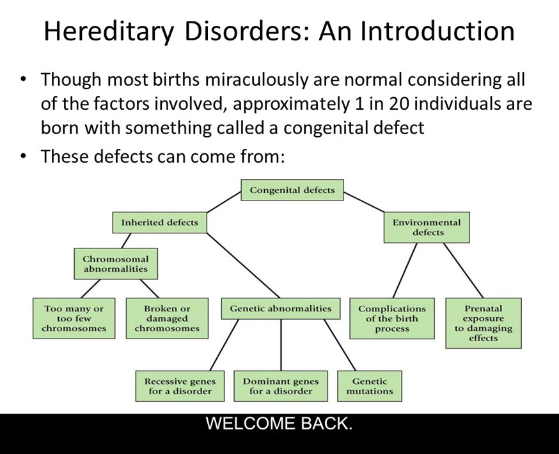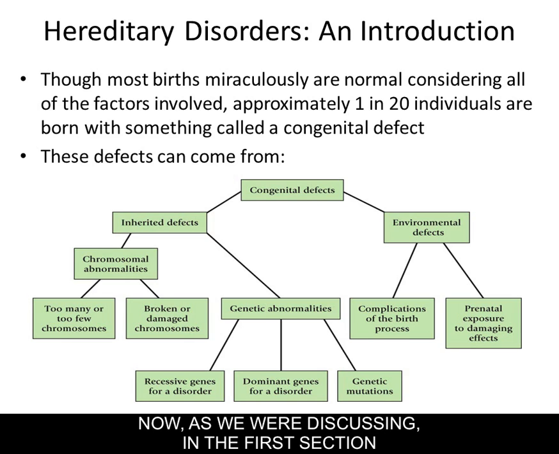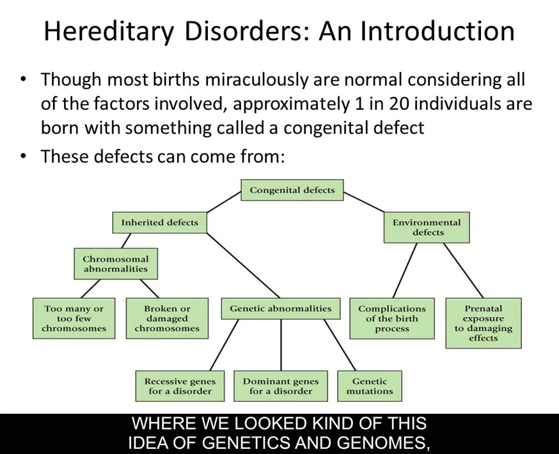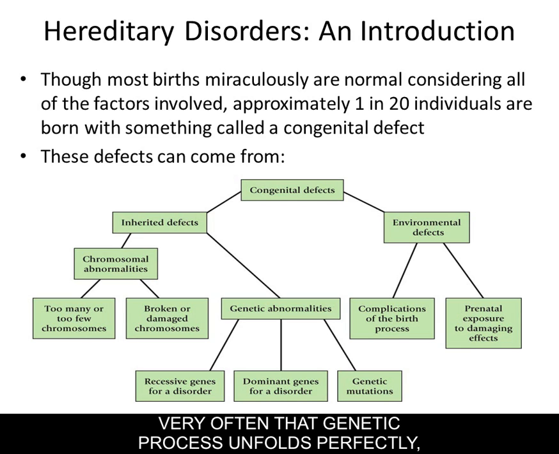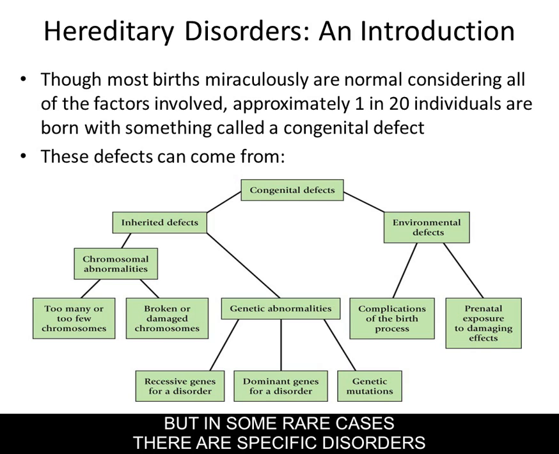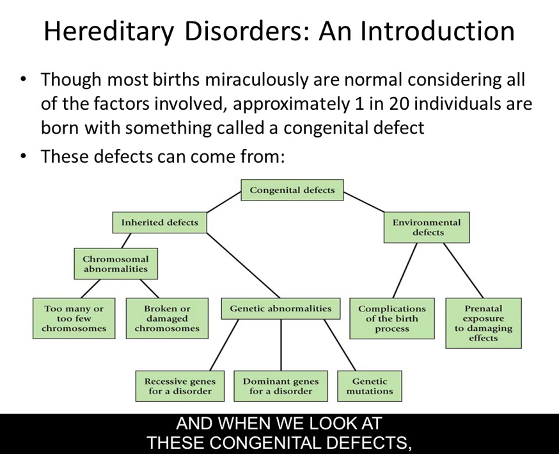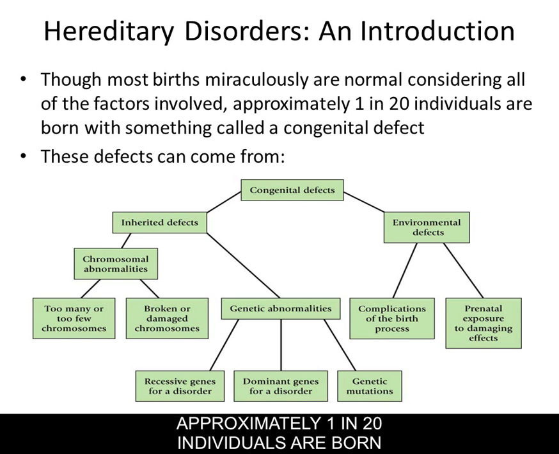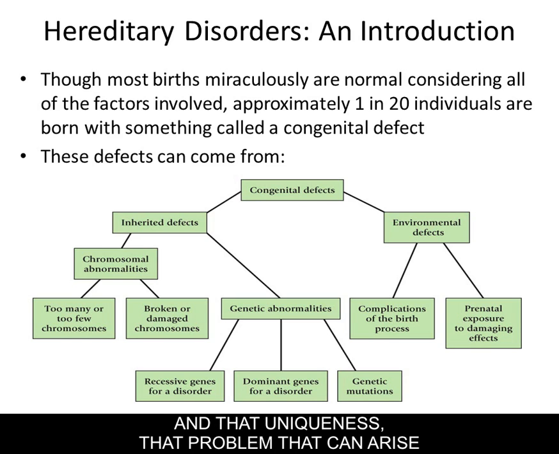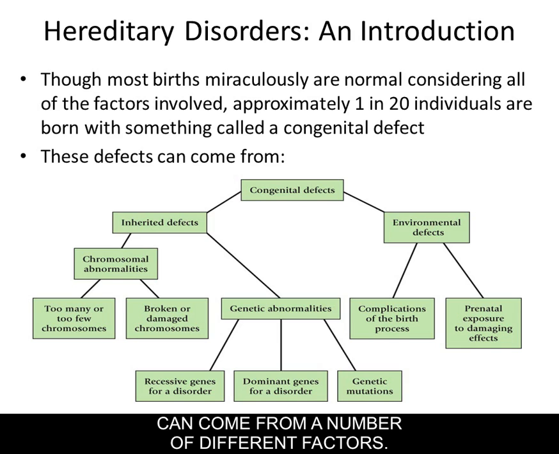Welcome back. Now, as we were discussing in the first section, when we looked at this idea of genetics and genomes, very often that genetic process unfolds perfectly, but in some rare cases, there are specific disorders that come out. We call these disorders congenital defects. And when we look at these congenital defects, approximately 1 in 20 individuals are born with something that makes them unique. And that uniqueness, that problem that can arise, can come from a number of different factors.